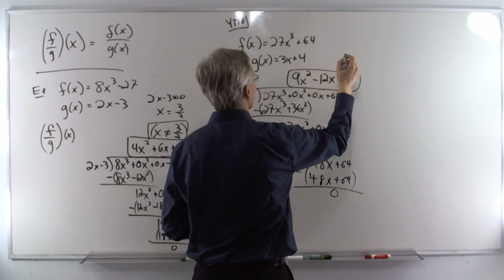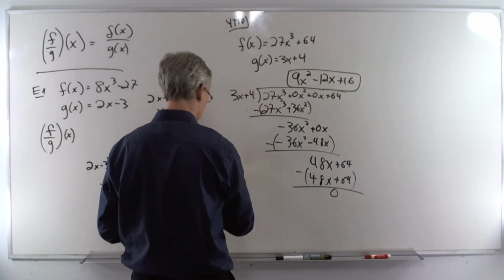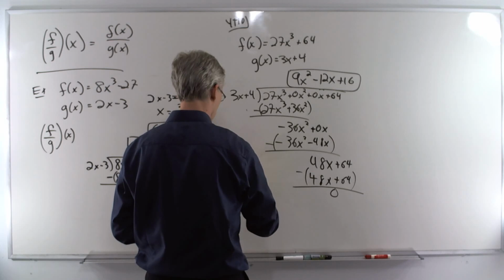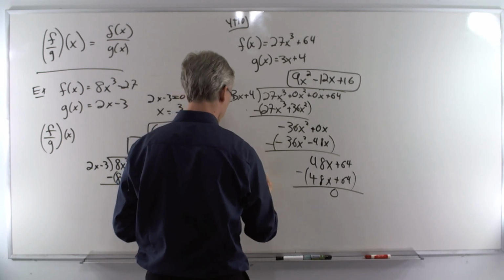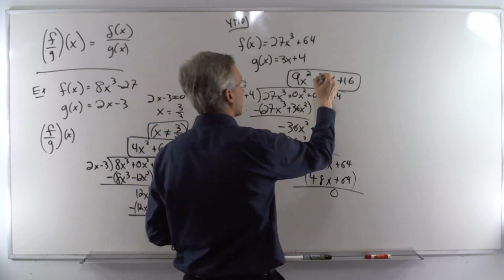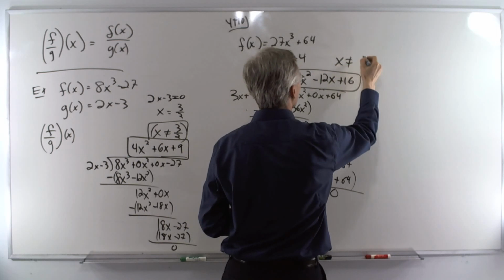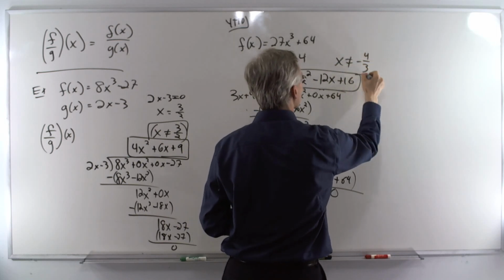And if we set 3x plus 4 equals 0, x will equal negative 4/3. So x cannot equal negative 4/3.